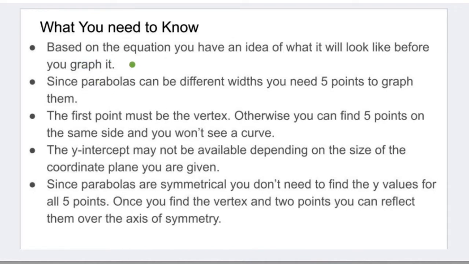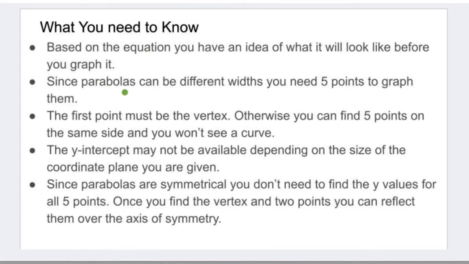Based on the equation, you're already going to have an idea of what it's going to look like before you graph it. Remember that a, the number multiplied by x squared, is going to make it thinner or wider. If a is greater than 1, it makes it skinny. If a is a fraction or a decimal less than 1, it makes it wider. Also, if a is negative, it's going to flip it upside down. You know that c is going to be the y-intercept, so you know where that's going to be.